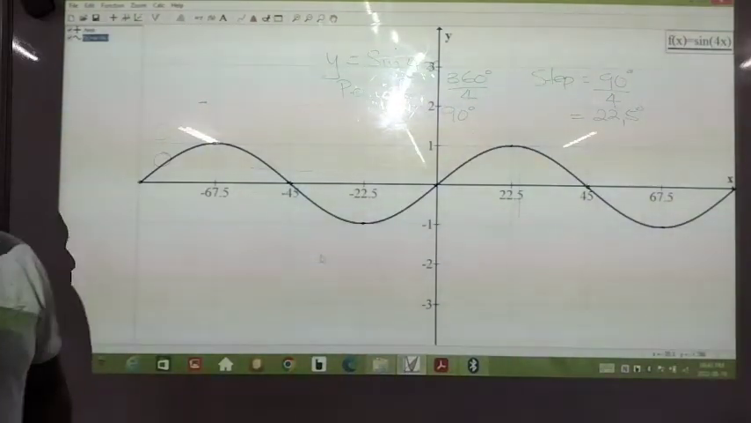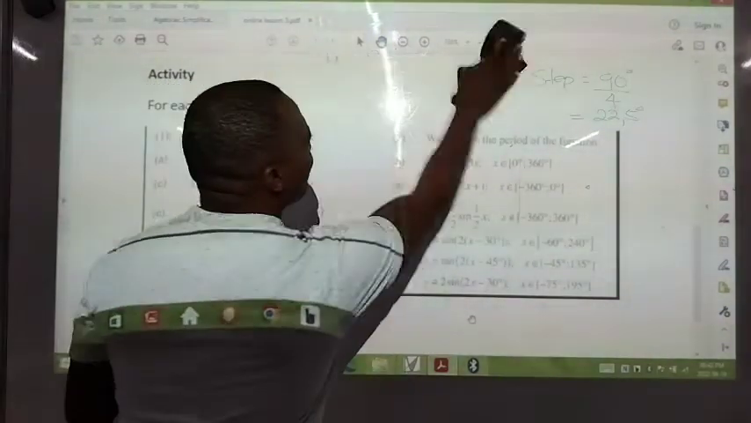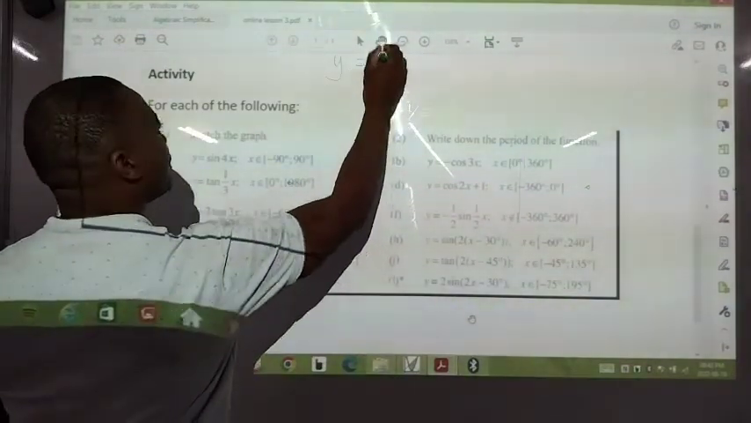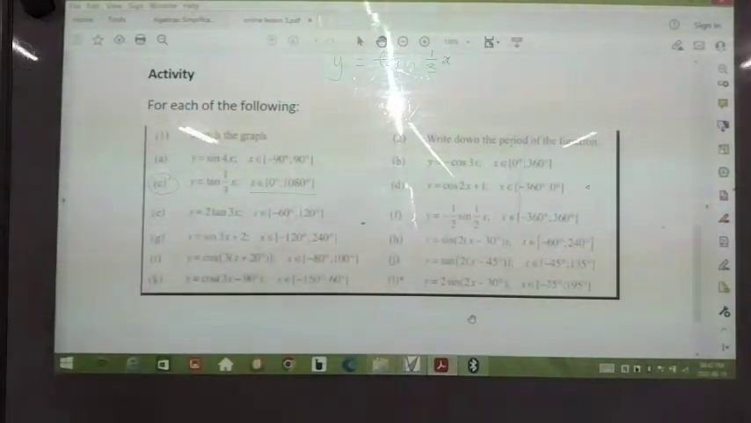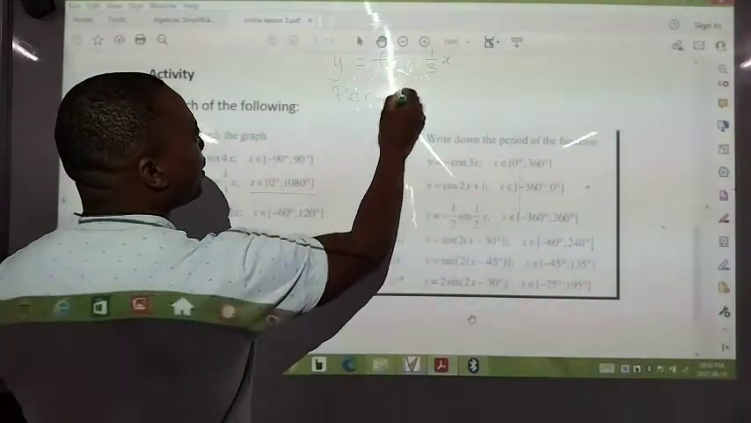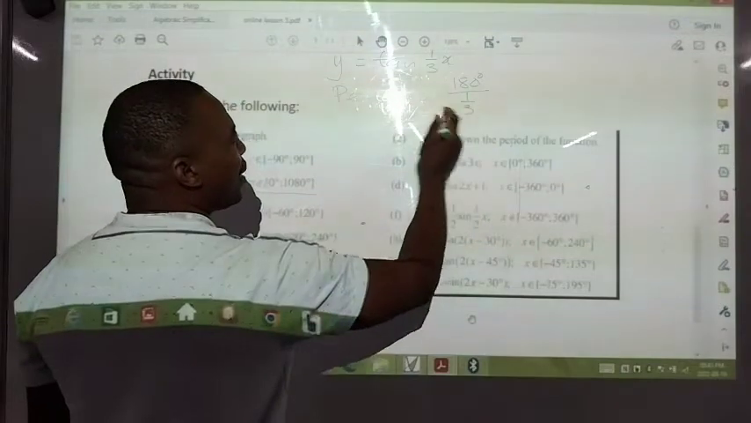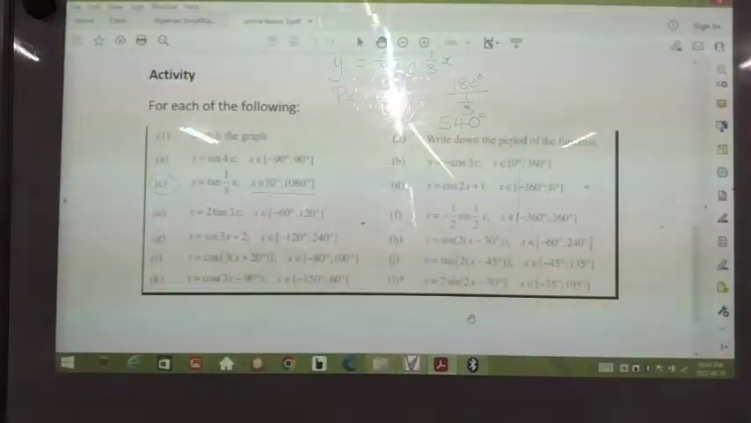Let's take another question. Maybe we can look at the graph of tan, because the graph of sine and cosine, they behave almost the same. So let's look at C. Now see, we are given y being equal to tan 1/3x, and our domain is from 0 to 1080 degrees. So basically we need to calculate the period, which we are saying, since the graph of tan is 180 degrees divided by 1/3, and this gives us 540 degrees. That is 180 degrees times 3.